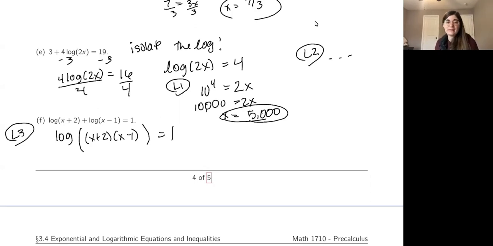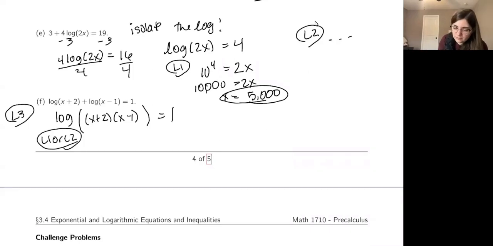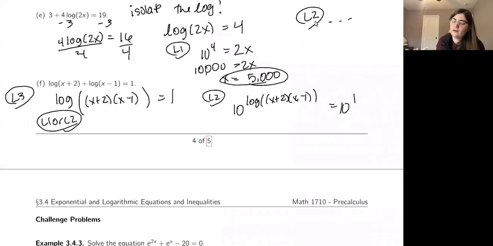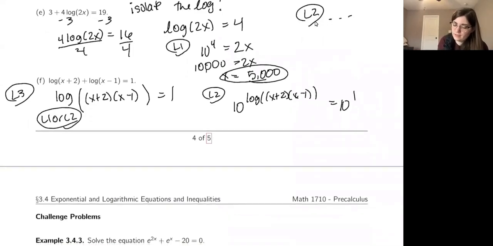And now we need to rethink and say, okay, now I have log of something equal to a number. This is a time to use L1 or L2. I'm going to use L2 and I'll do it over here. My base here is 10. We can write this as 10 to the log of x plus 2 times x minus 1 equals 10 to the 1st. On my left-hand side, I'm going to use that inverse property, and I'm going to have x plus 2 times x minus 1 equal to 10.